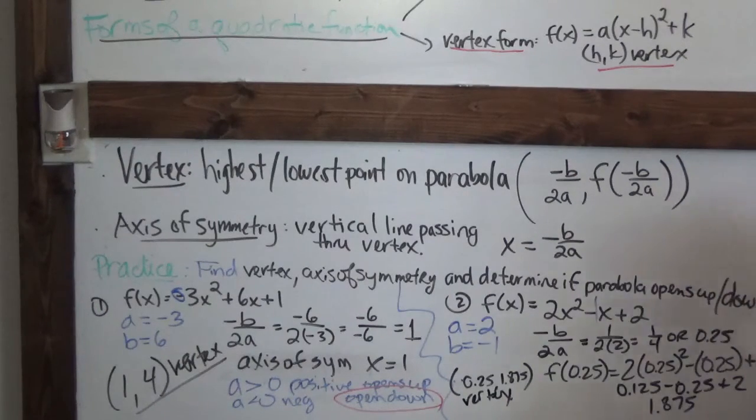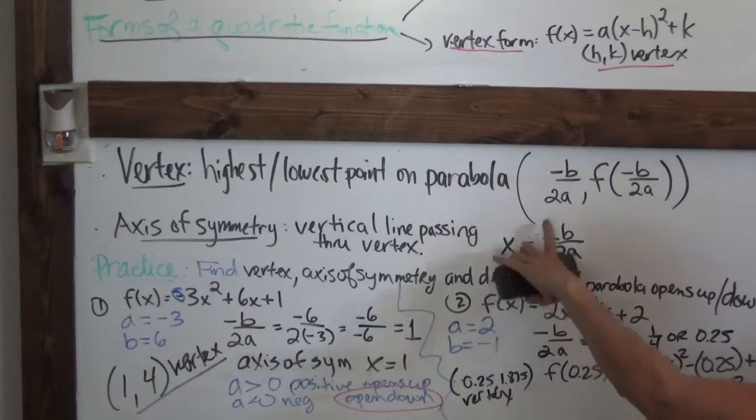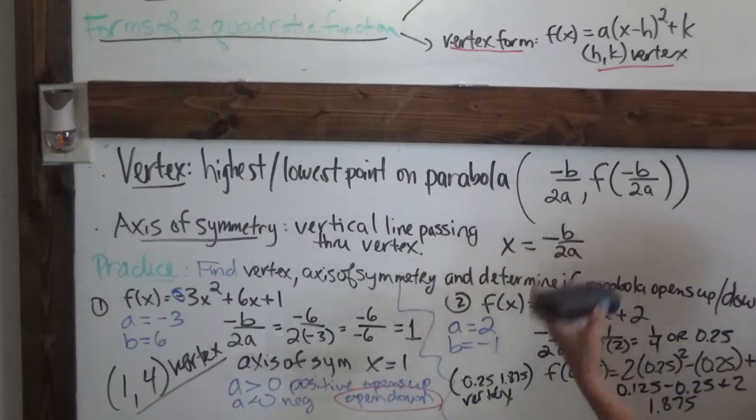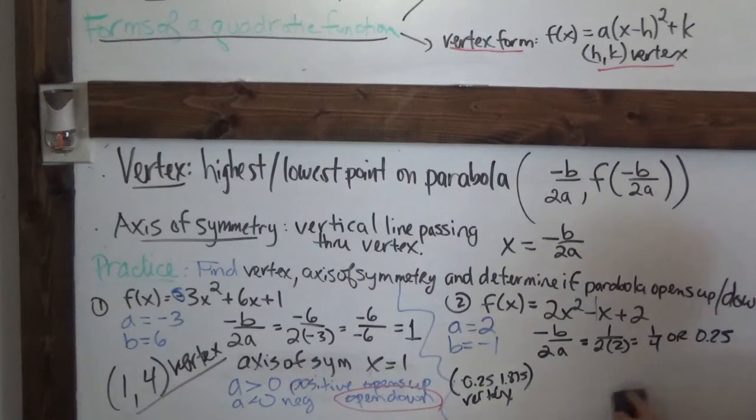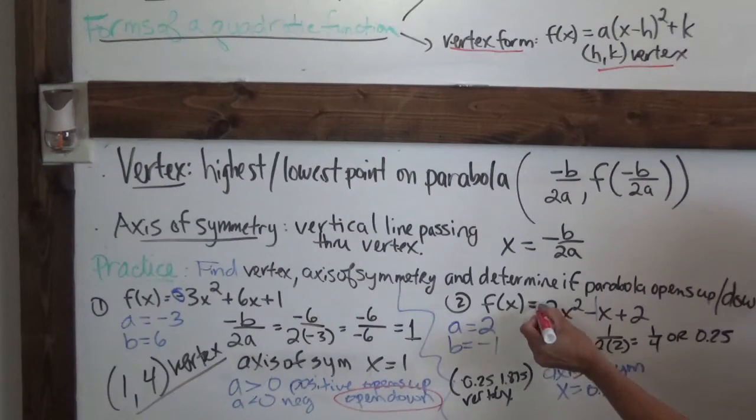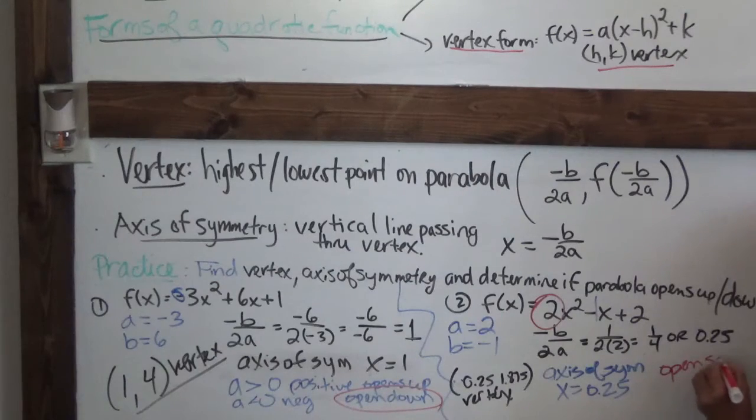Okay, now we need to find the axis of symmetry. The axis of symmetry again is taking the x of the vertex and just putting x equals in front of it. So my axis of symmetry is x equals 0.25, or a 4th. Does this parabola open up or does it open down? We're looking at the a value here. This a is positive, so that means this parabola opens up, a happy face.